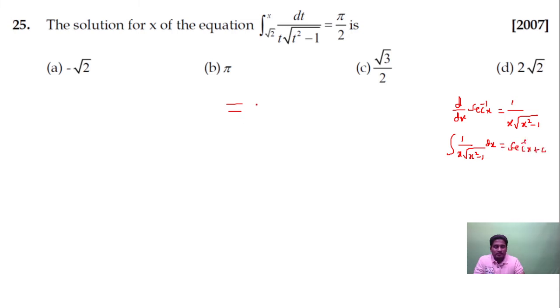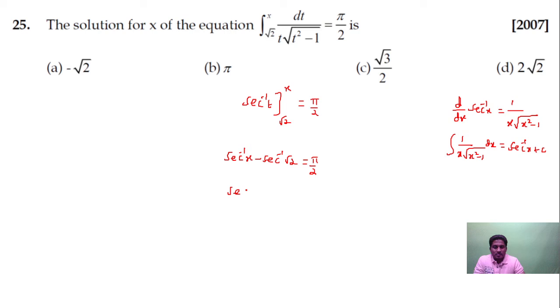So this is sec inverse of t. 1 by root of t square minus 1 integrates to sec inverse of t. So this will be sec inverse of t between the limits root 2 to x, is equal to pi upon 2. So you get upper limit minus lower limit: upper limit is sec inverse of x, lower limit is sec inverse of root 2, is equal to pi by 2.